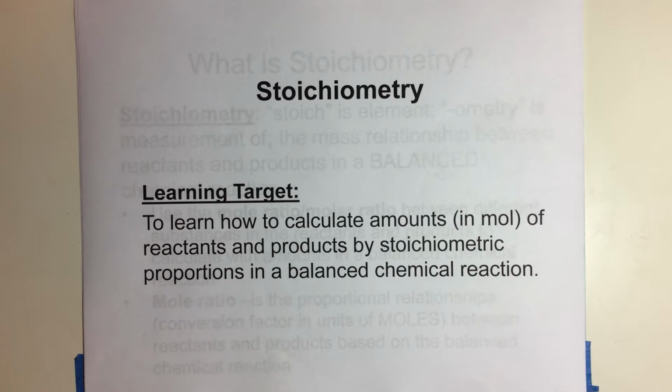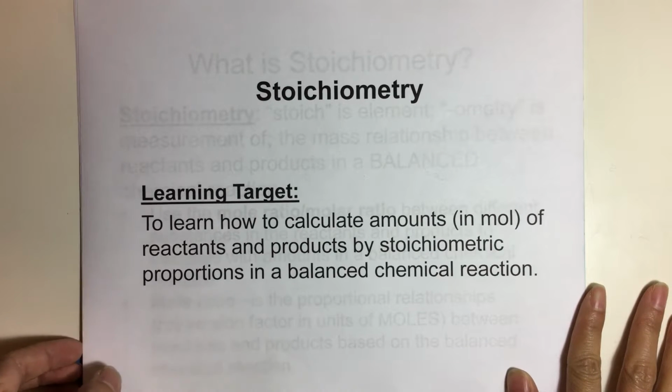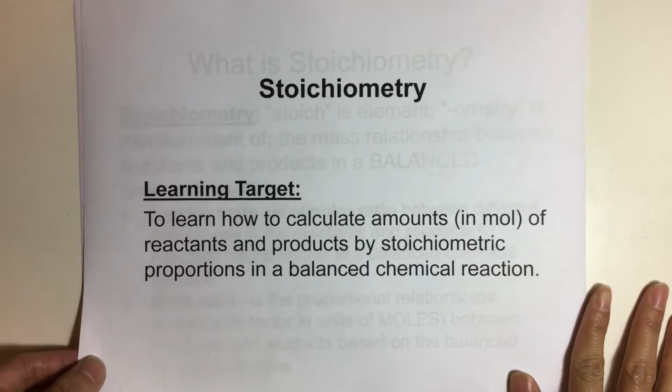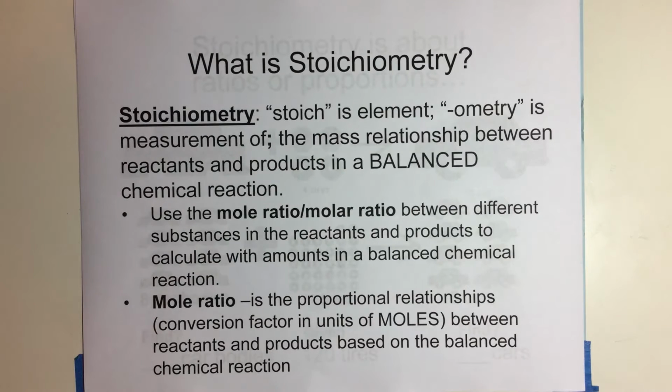Today's video is on stoichiometry, and so today's learning target is to learn how to calculate amounts in moles of reactants and products by stoichiometric proportions in a balanced chemical reaction. So we're looking at a reaction and calculating the amounts of reactants and products based on their mole ratio. So what is stoichiometry as an introduction?